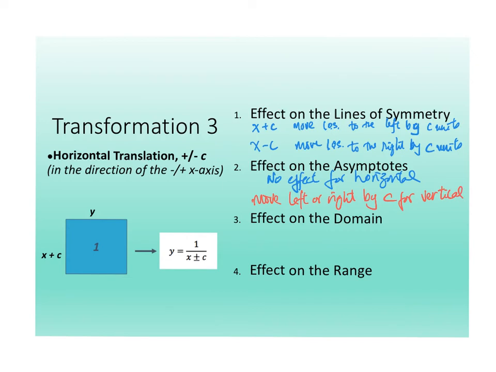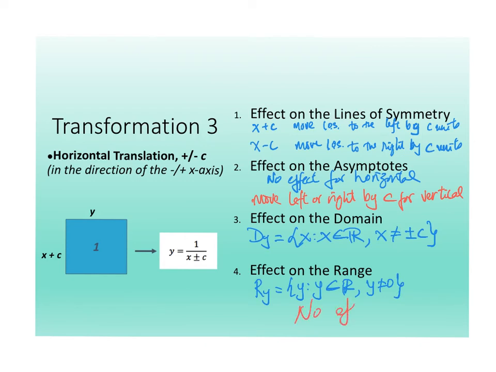Alright, effect on the domain. There is a change in the domain. So the domain of y is now x is such that x is an element of the real numbers, and x does not equal plus or minus c. And there's no change in the range. So the range of y is still y is such that y is an element of the real numbers and y does not equal 0. No change. So I better put it down here, no effect.